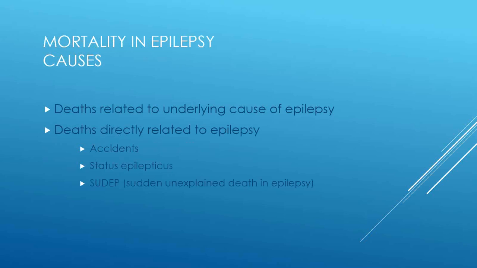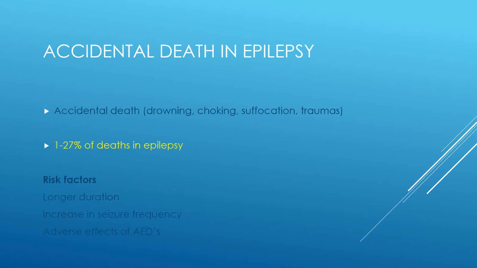Causes of death in epilepsy are usually related to the underlying cause of epilepsy. And a minority are deaths directly related to epilepsy, such as accidents, status epilepticus, and sudden unexplained death in epilepsy. We will briefly talk about these deaths that are directly related to epilepsy. And I will very briefly talk about accidental death in epilepsy, because this is something that is obvious and most people are aware of.